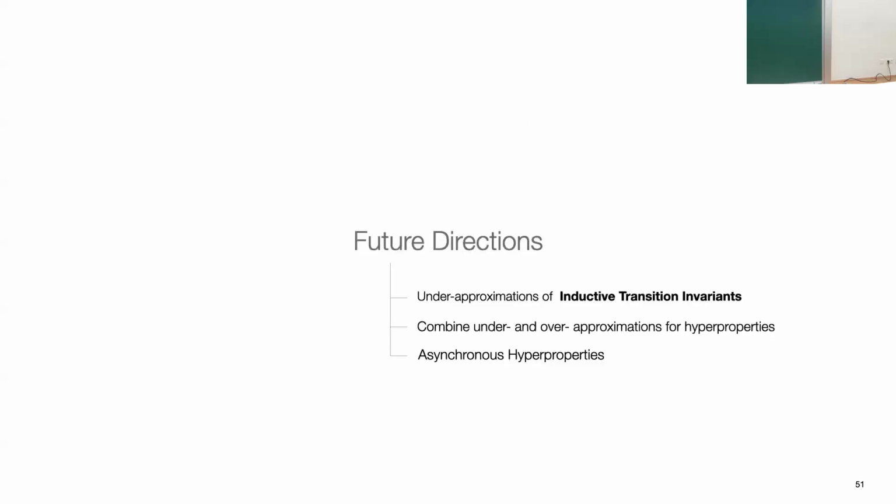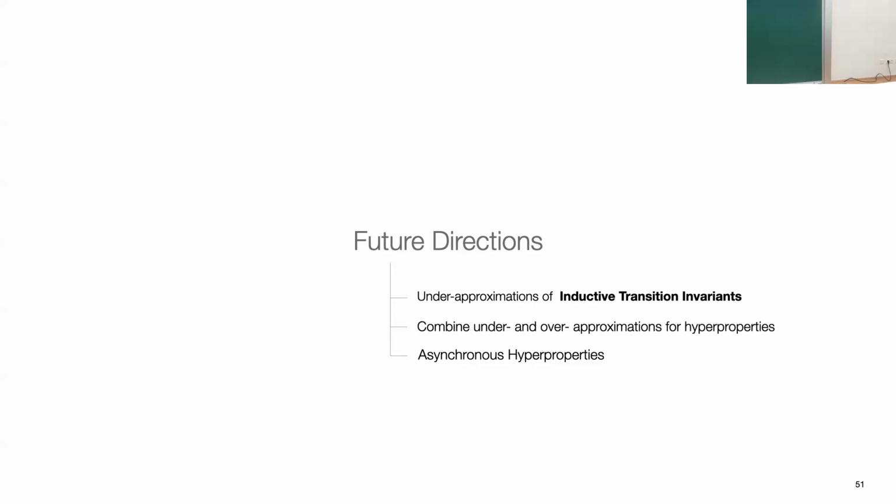We have no idea right now. And that was only for opacity. We do not have any notion of under-approximation of transitive flow, inductive transition invariants. And we would need that if you want to handle arbitrary HyperLTL. For the universal layer, we want to over-approximate it. For the existential layer, we want to under-approximate it, over-approximate, under-approximate, right? So that's an open problem.